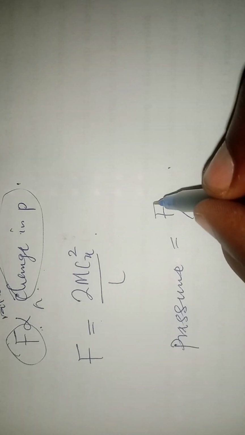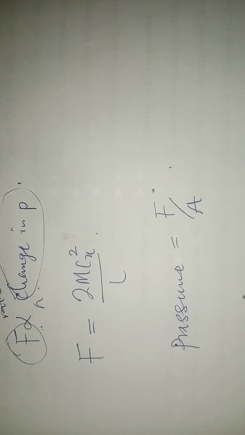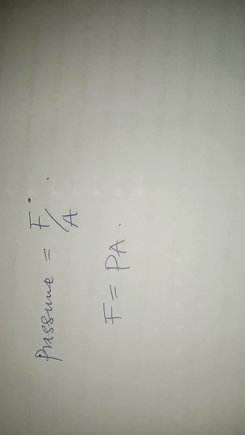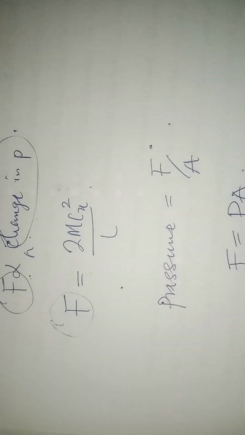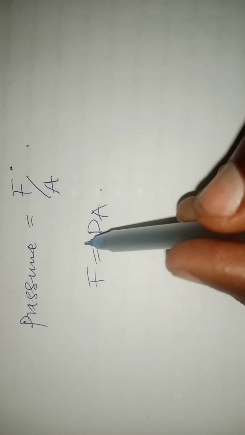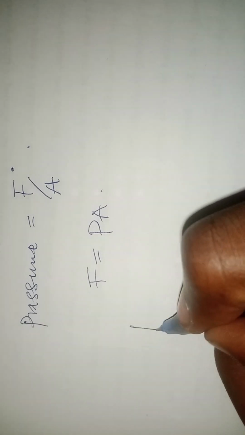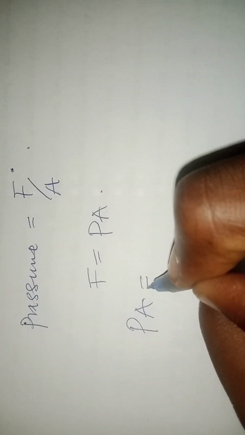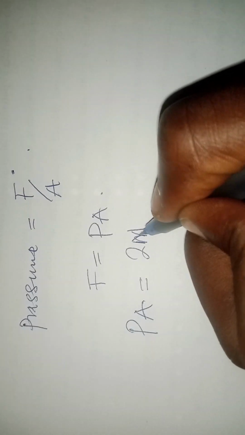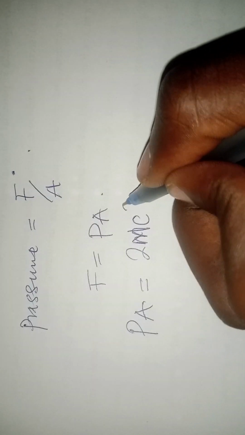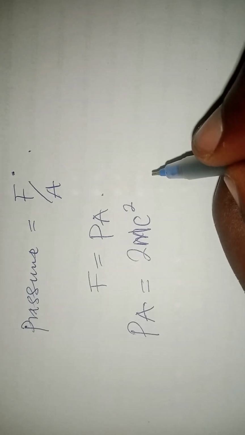So therefore we can now make F the subject of the formula. Therefore we can now say F is equal to pressure times area. That is this. Then therefore we can now replace F with this PA. So therefore you can now say PA is equal to 2mc square. You can even just remove that x.